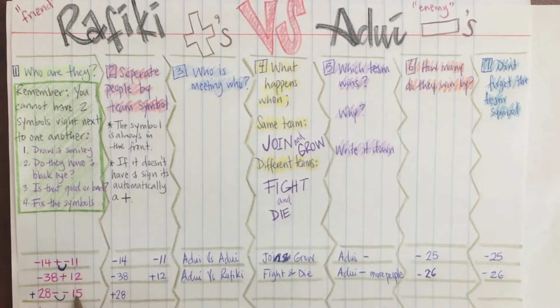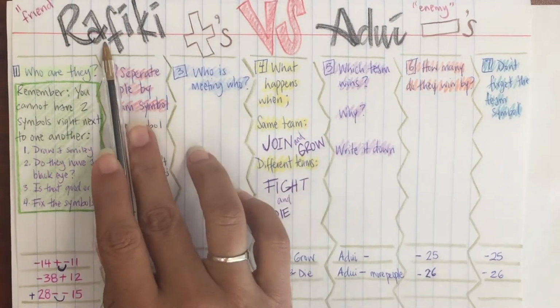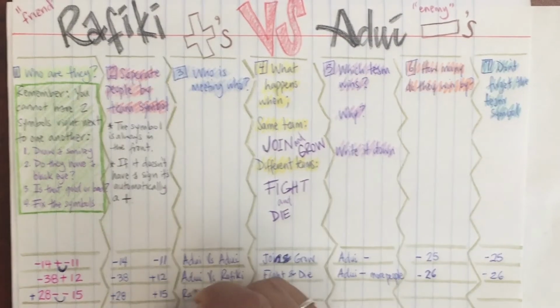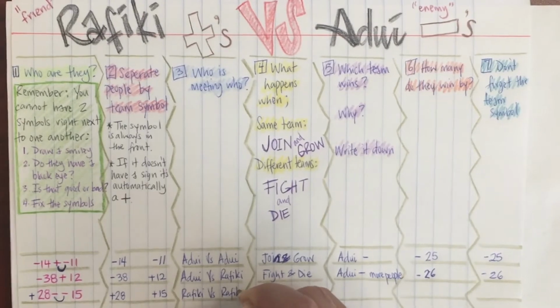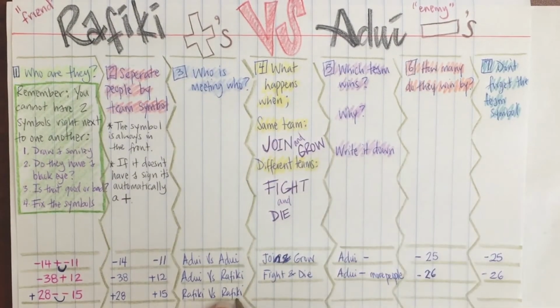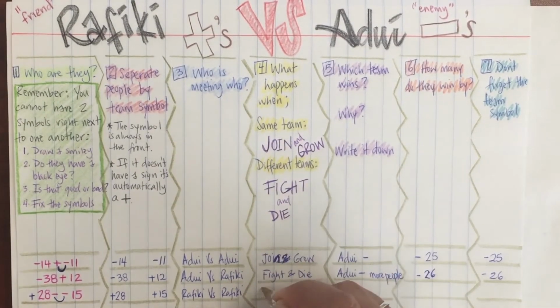And we have no black eyes, so that's good. So that's going to be a positive. And then positive 50. And then who's meeting who? Rafiki is meeting Rafiki because they're both positive. What happens when Rafiki meets Rafiki? It's the same team. So they're going to join and grow in number.